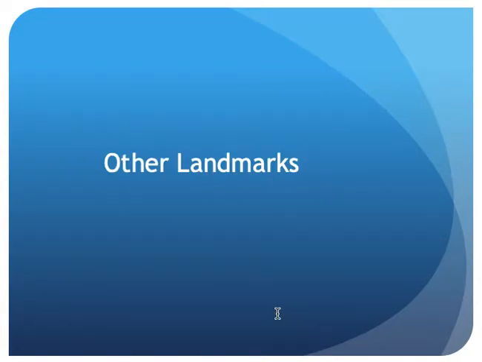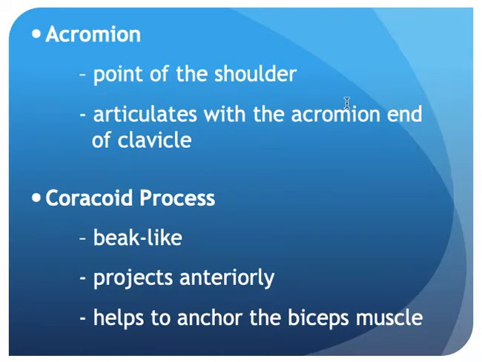Then we have a couple other landmarks that we want to be aware of. Anytime you see a bone for any labeling, the very first thing you want to do is orient yourself. Make sure you know if you're looking at it from the front, the back, the lateral side, the top, the bottom. We also want to be able to find the acromion, which we've talked about a bit, the point of the shoulder, where it articulates with the clavicle. We have a coracoid process. This one's a little harder to feel. It's buried underneath your deltoid, but it projects anteriorly, and it's the attachment point for your bicep muscles.